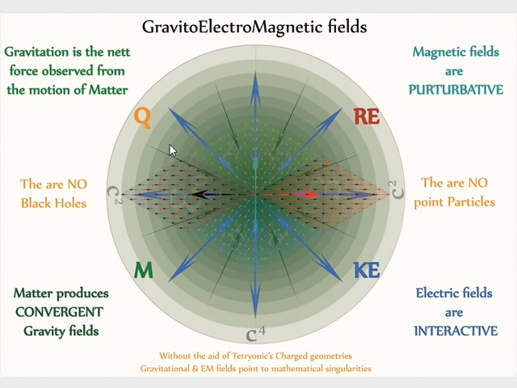Tetryonics now completely reorganizes Einstein's stress energy tensor on a mathematical and a geometric basis to reveal the true interactions of gravitation as being the result of three differing interactions of mass and matter within any region of space-time or spatial geometry.